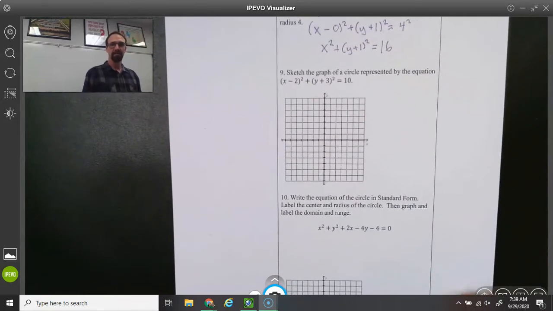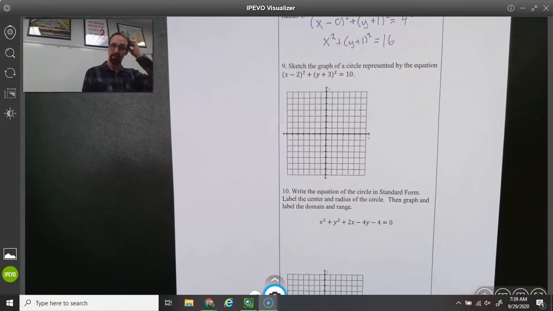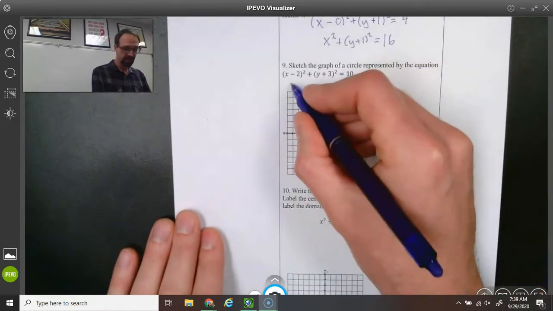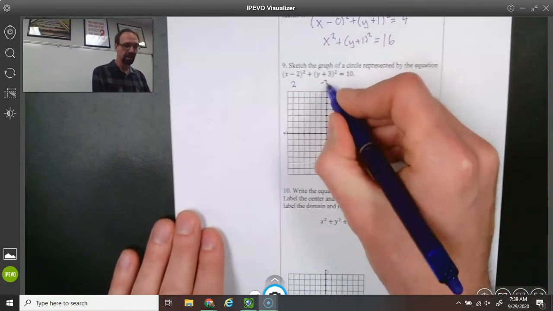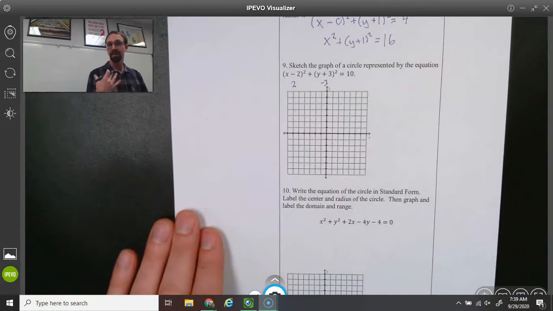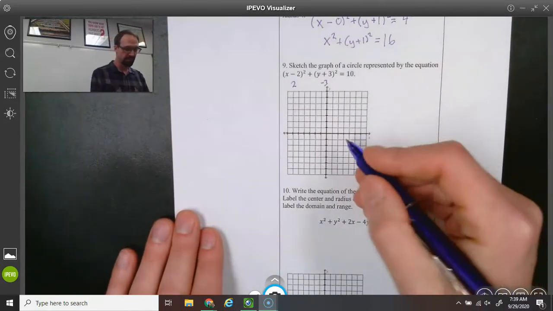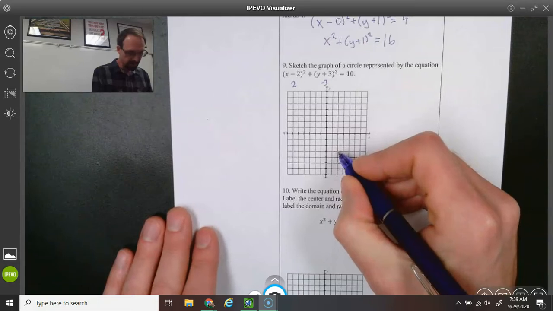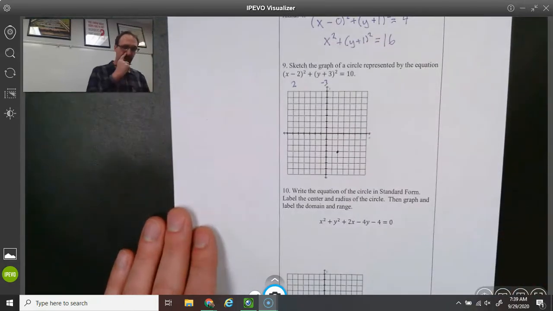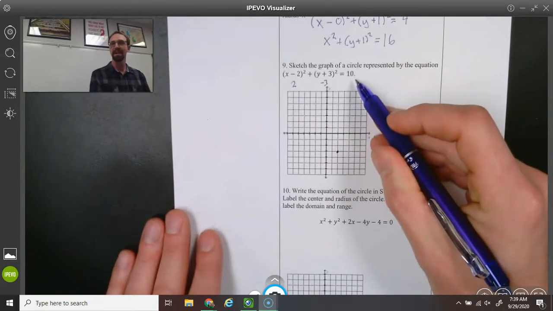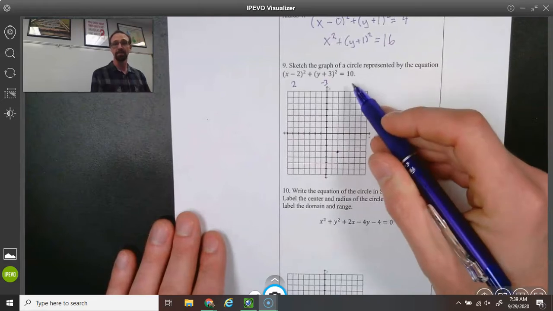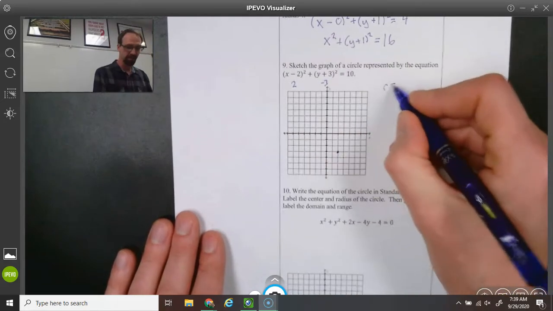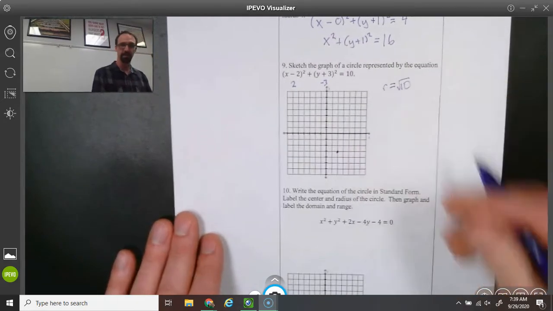For this one, it says sketch the graph of the circle represented by the equation. So this tells me my center is at positive 2, negative 3. It's always opposite because in the formula it's opposite. So 2, negative 3 is going to be here-ish. And then for here I have this 10. Remember, 10 is the radius squared. So the actual radius for this is not 10, but the square root of 10. So the radius here is equal to the square root of 10.